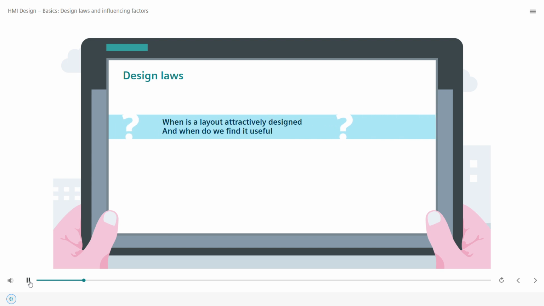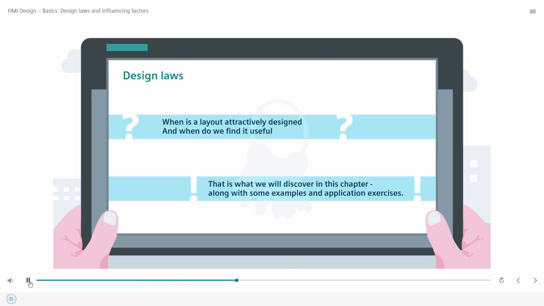So, when is a layout attractively designed? And when do we find it useful? We'll find out in this chapter through some examples and application exercises. Take a look over Ingo's shoulder to see the different design laws you can already use for your next user interface.